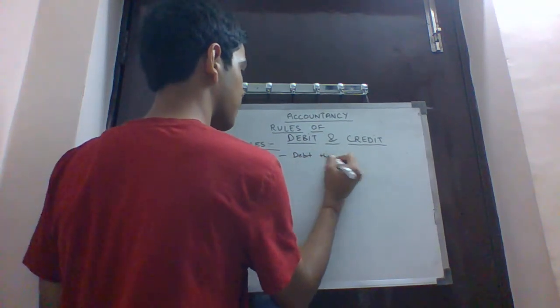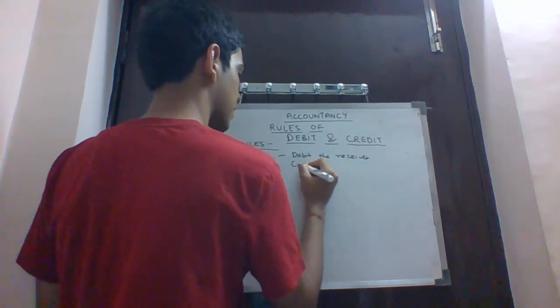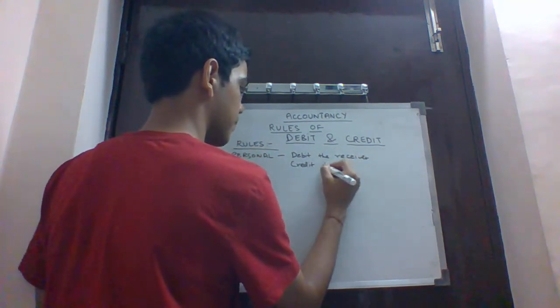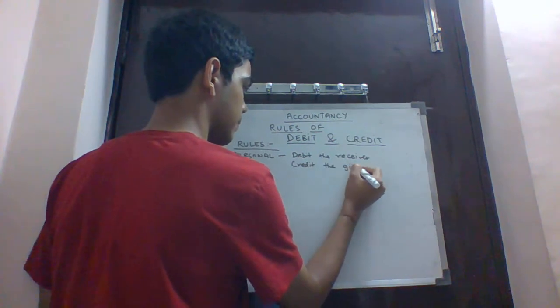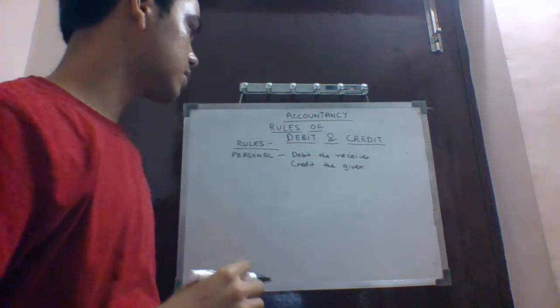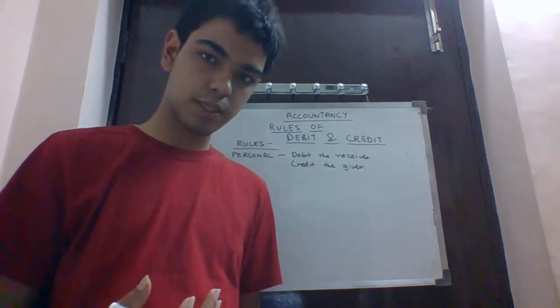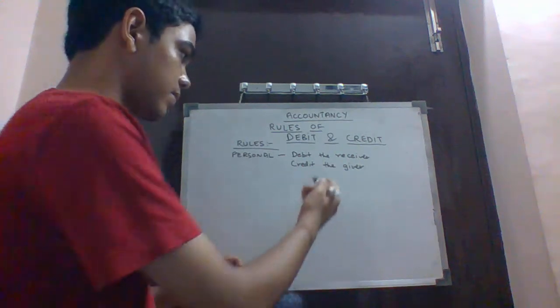Debit the receiver, credit the giver. Debit the receiver, credit the giver is the rule for the personal accounts. Now, I'd like to take an example for this. Now, how to debit the receiver?